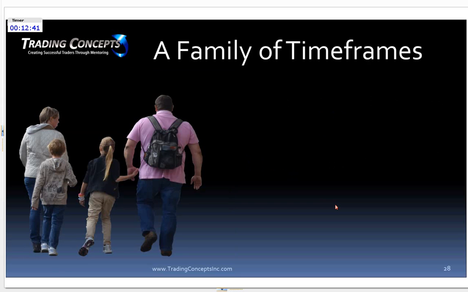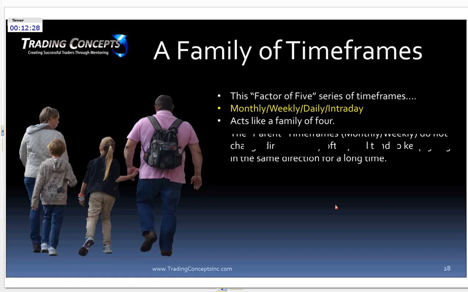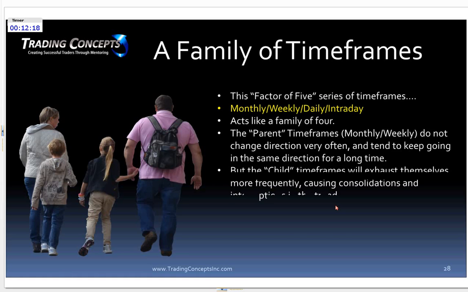I'm really big on analogies, and this is the way I want you to remember this: this factor of 5 series of time frames, monthly, weekly, daily, and intraday, that's the ones that we're going to use, acts like a family of 4. The parent time frames, the monthly and the weekly, do not change direction very often and tend to keep going in the same direction for a long period of time before they reverse, especially the monthly chart. But the child time frames can actually slow things down and cause problems.